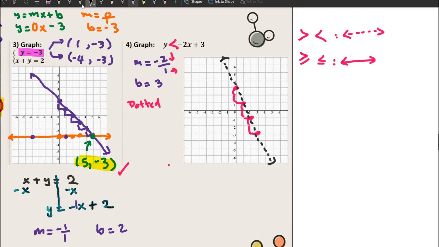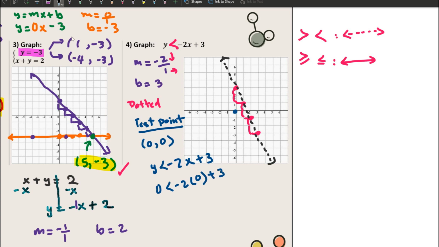Alright, so next we're going to find a test point. We're going to see where the solution part is, either on the right side or the left side, above the line or below the line. You can pick any point that's not on the line. So let's say I pick (0, 0). Okay, test point (0, 0). So y less than negative 2x plus 3, which is y is 0, less than negative 2, x is also 0, plus 3.